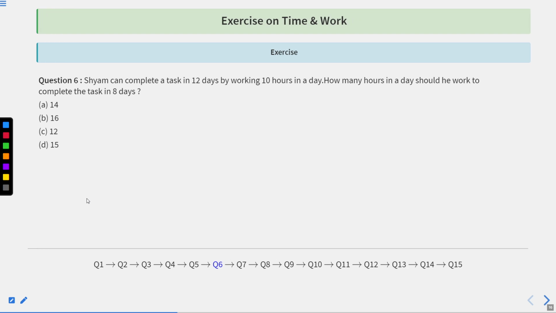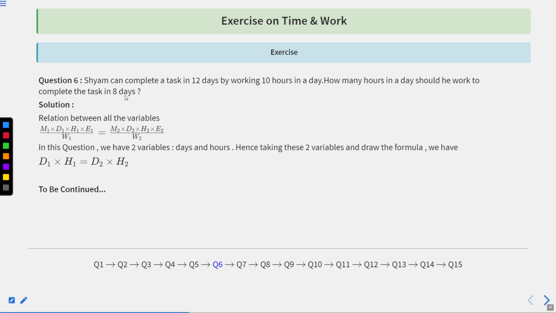Now, question number 6. Sham can complete a task in 12 days by working 10 hours each day. How many hours in a day should he work to complete the task in 8 days? Again, we are going to use the same relation that we used in the previous question: m1 d1 h1 e1 upon w1 equal to m2 d2 h2 e2 upon w2. In this question, there are two variables, days and hours, and hence with these two variables we draw the formula d1 into h1 equal to d2 into h2.